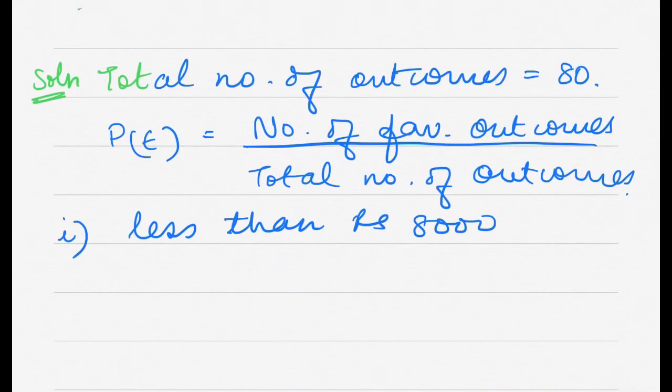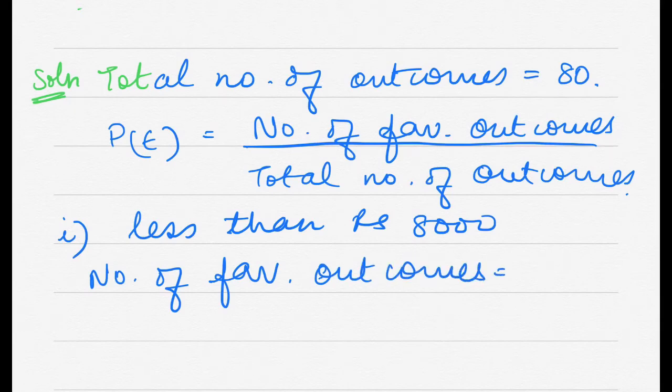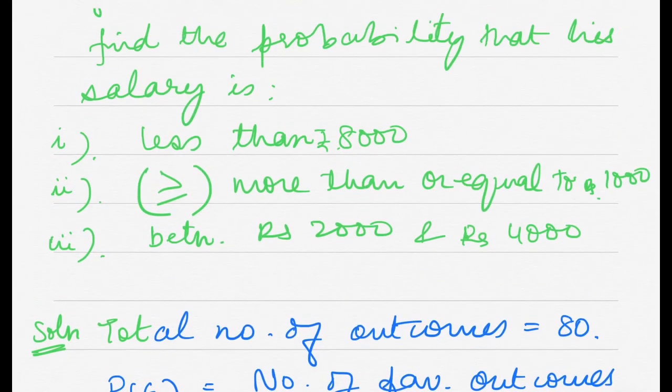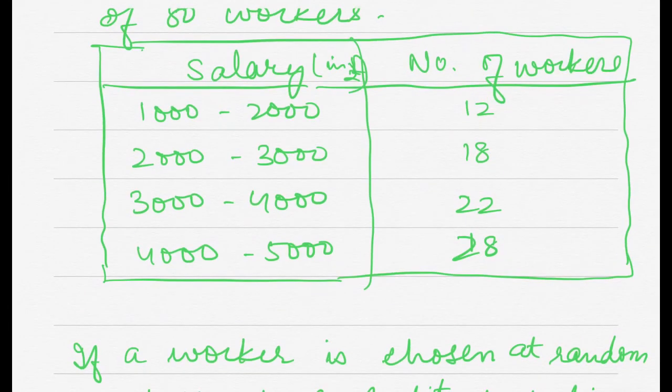Now I'll have to see my table for the number of favorable outcomes, or the number of workers who have a salary less than 8,000 rupees. So let's see the table. Less than 8,000.